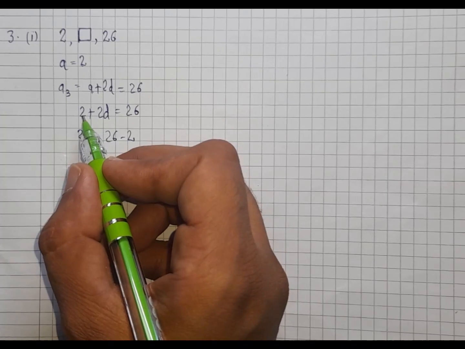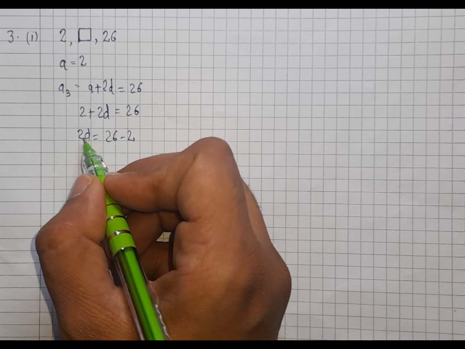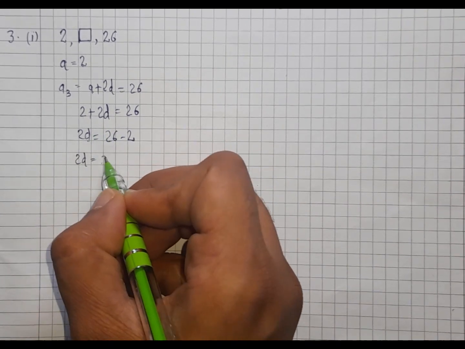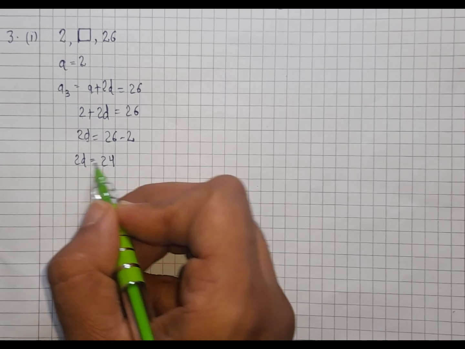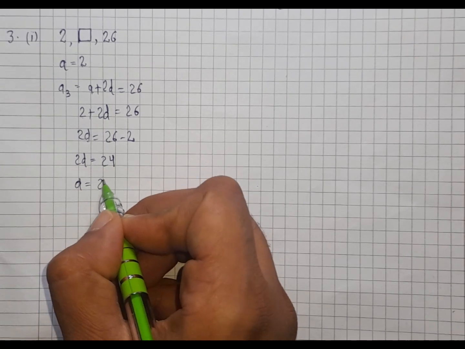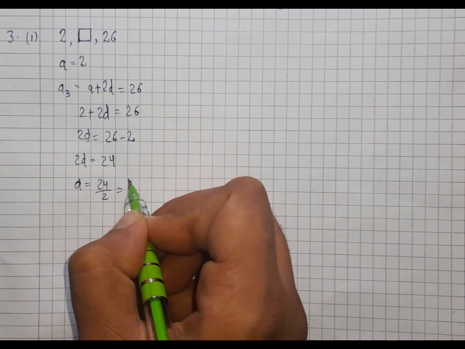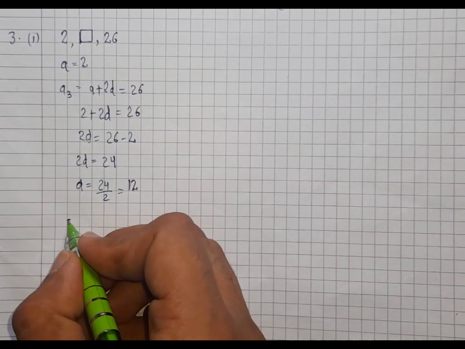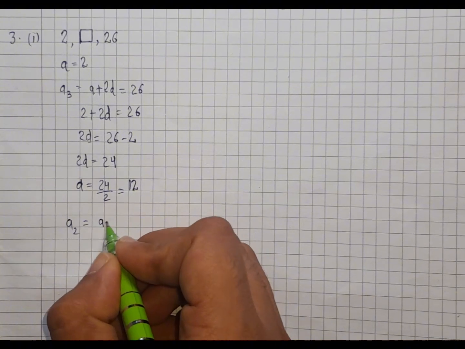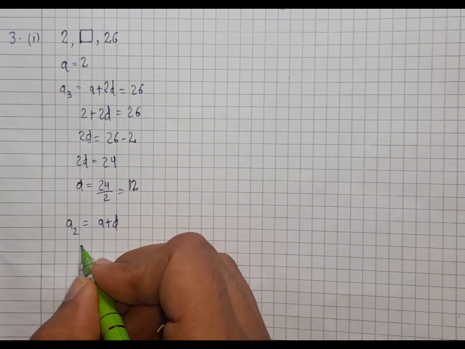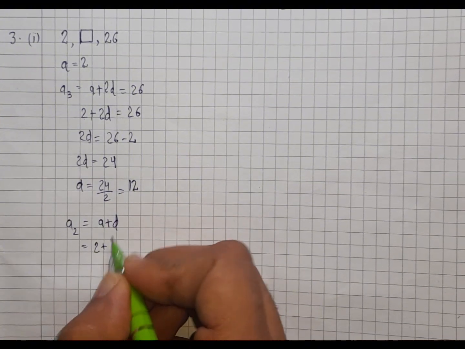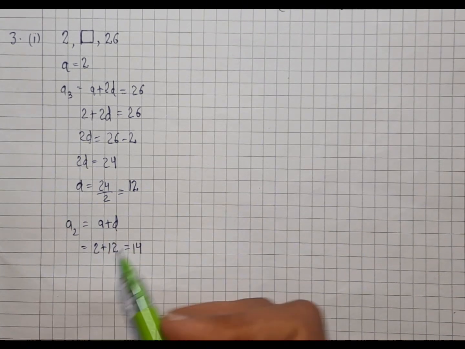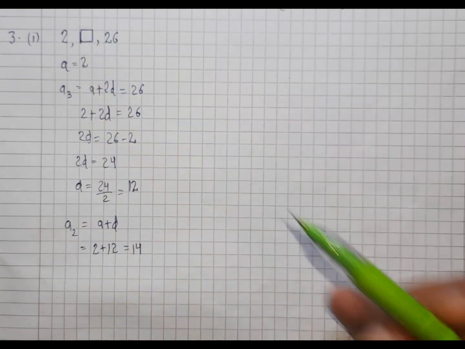Now after taking 2 to the right hand side, we will have 2D equals 26 minus 2, that is 2D equals 24. Now dividing both sides by 2, we will get D equals 24 upon 2, that is 12. So difference is 12. Then we will get the second term by adding the difference to the first term. So A equals 2, D equals 12 implies our second term is 14. So the missing term is 14.